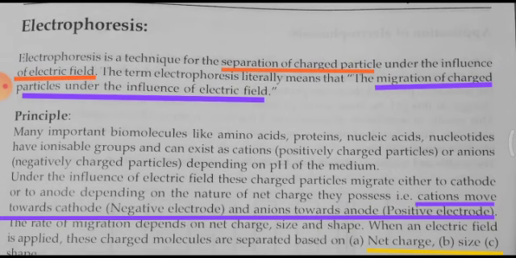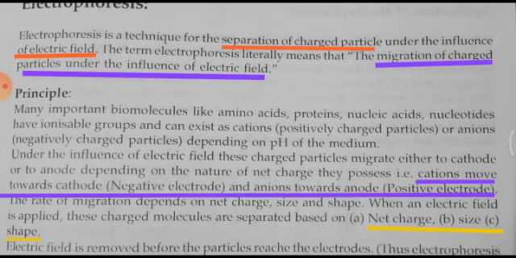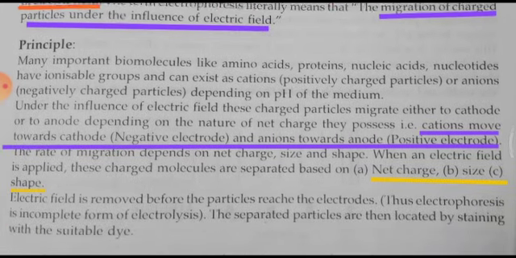The rate of migration depends on net charge, size, and shape. So the movement depends upon these characteristics: net charge, size, and shape. When an electric field is applied, these charged molecules are separated based on net charge, size, and shape, because shape also plays a very important role along with size and charge.